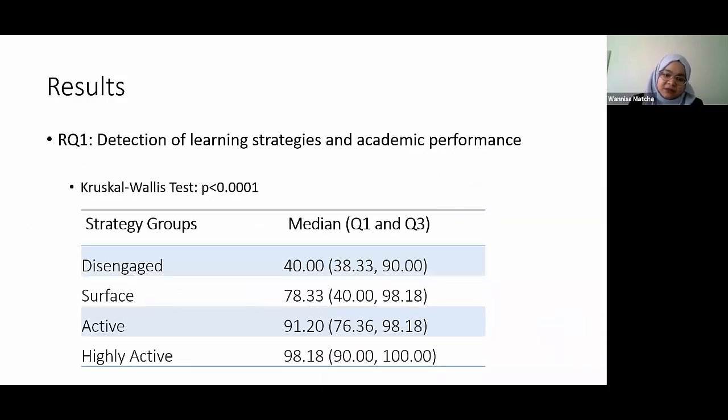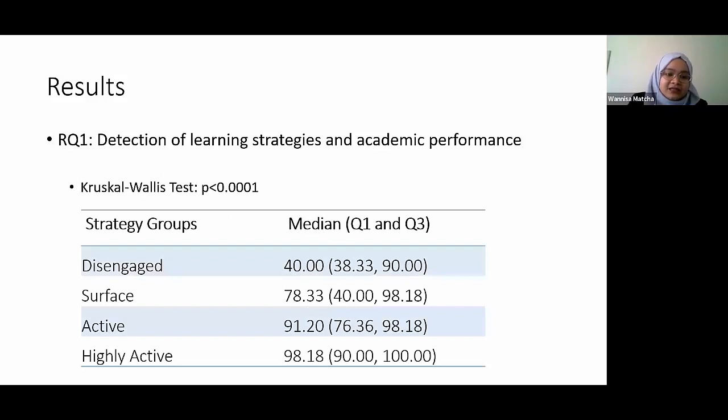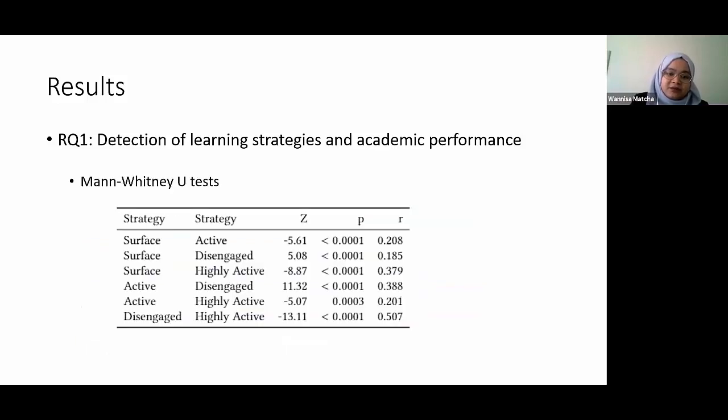In terms of performance, the disengaged strategy group shows the lowest performance, and the highly active group shows the highest performance. There are significant differences in terms of the performance for each strategy group, and we compare using pairwise comparison, and we detect significant differences across all the groups, and the effect size ranges from small to large.